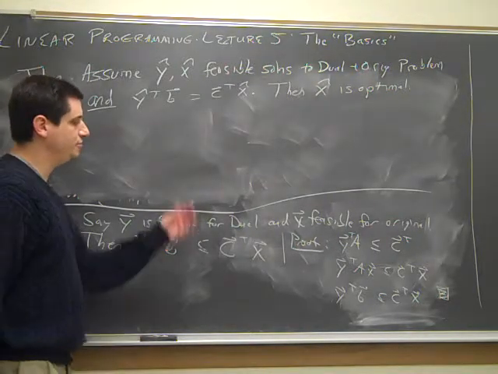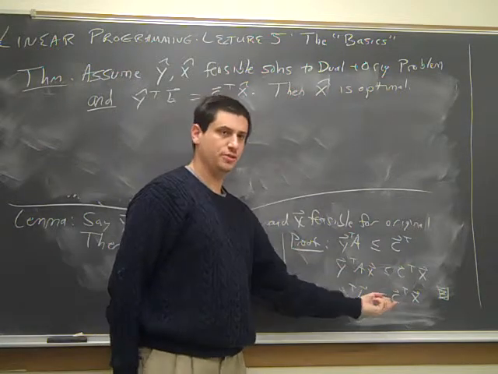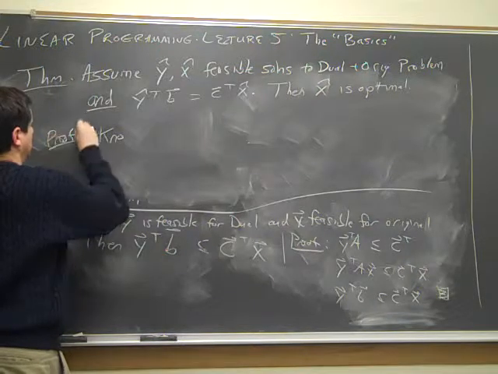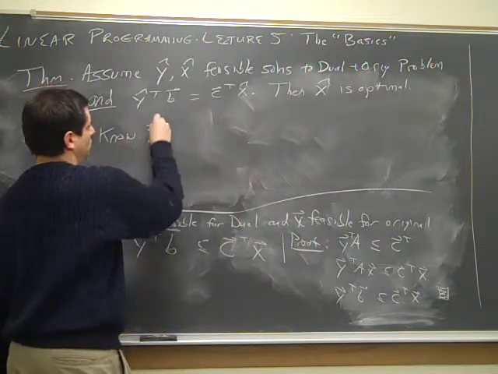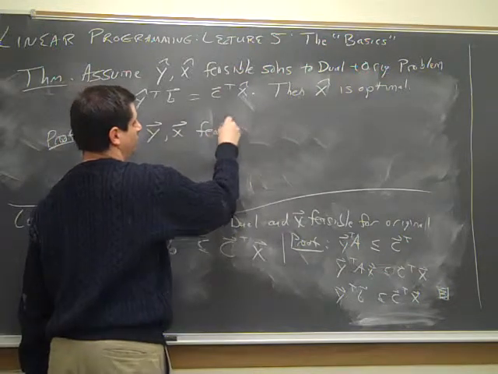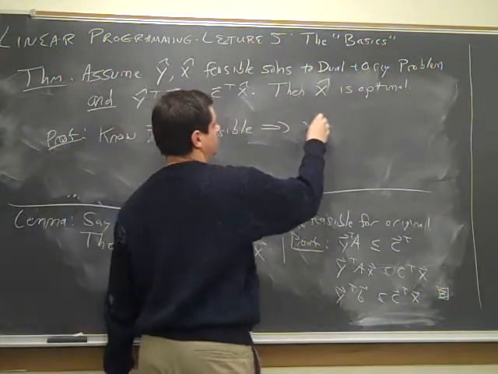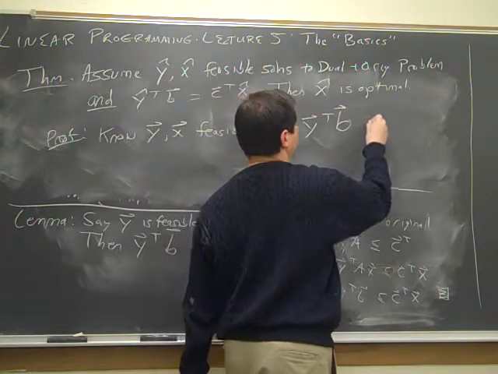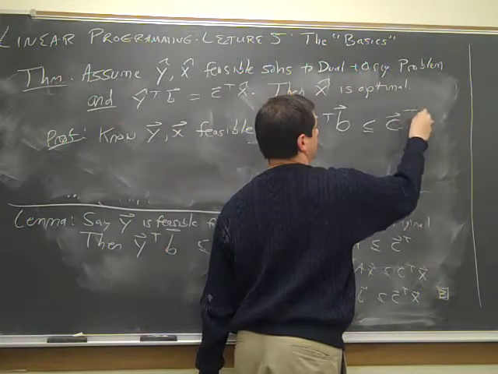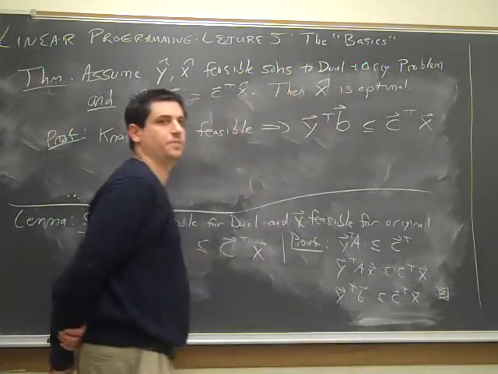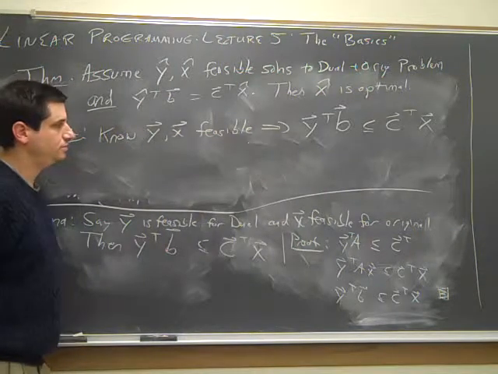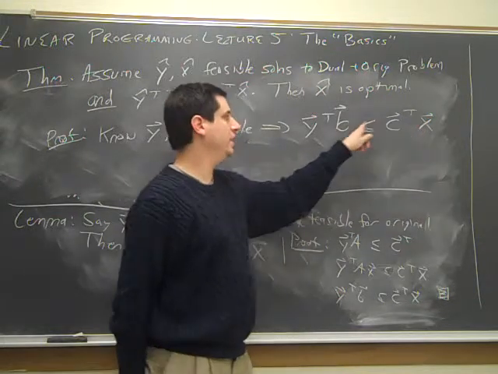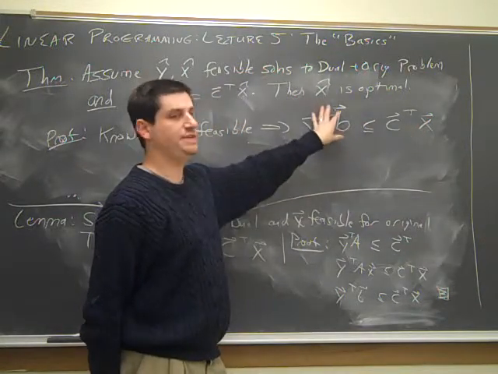And so the question is, why is this true? Well, if we look at this, we know y, x feasible implies y transpose b is less than or equal to c transpose x. So if I look at the optimal value here, it has to be greater than or equal to any feasible thing here.